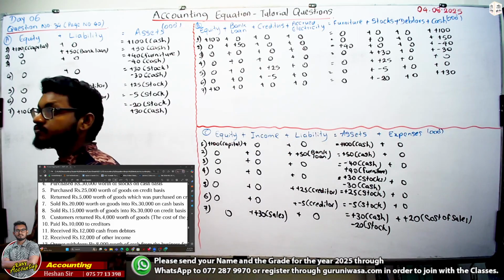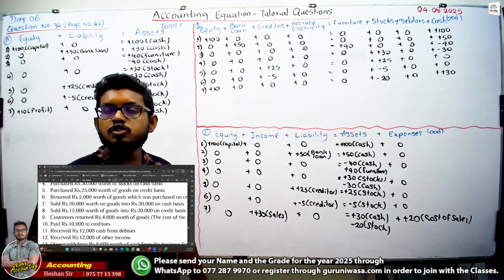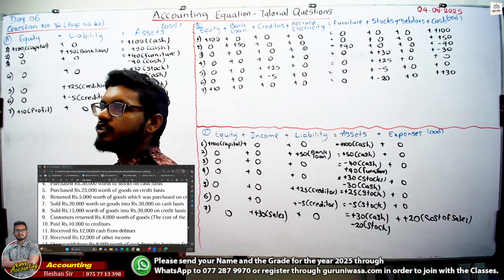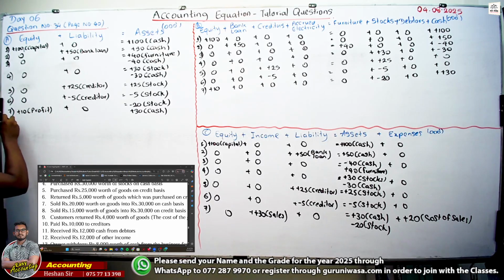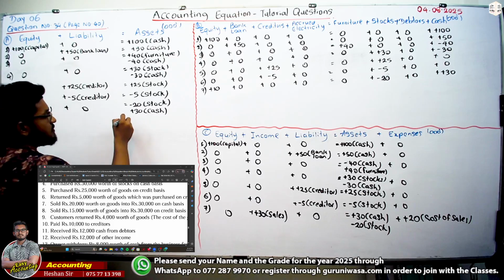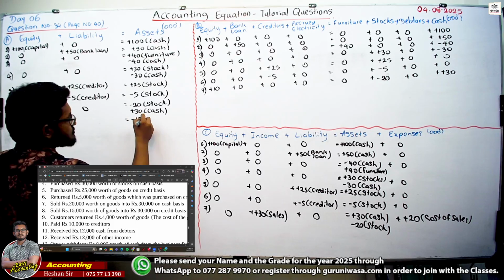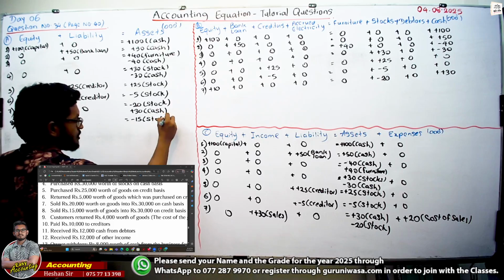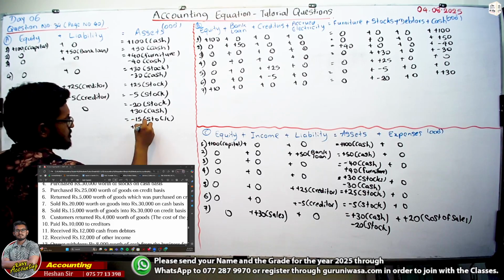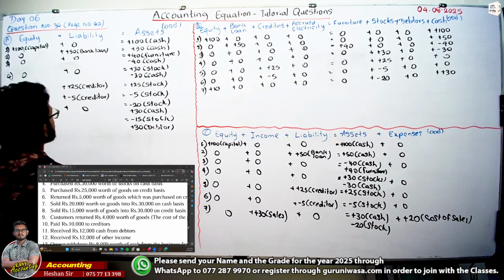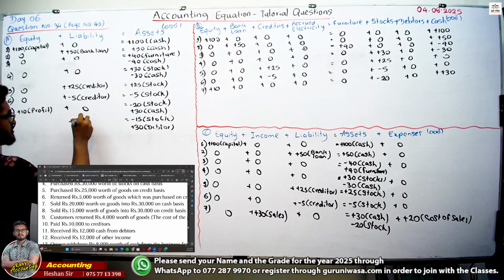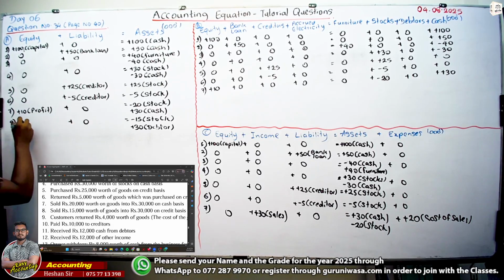Number 8, sold 15,000 worth of goods for rupees 30,000 on credit basis. So our stock asset decreased 15,000. We sold for 30,000 on credit, so our debtor asset increased, right? So we can identify there is a 15,000 profit.